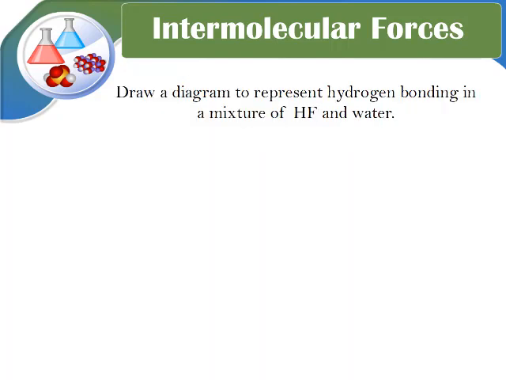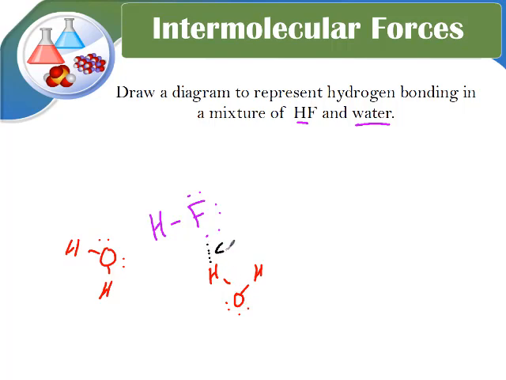So draw a diagram to represent how hydrogen bonding would occur between HF and water. Restart when you're done. So you could have had the H of water attracted to the fluorine like that. So that would be a hydrogen bond. Or you could have had the O attracted to the H in HF, and that would also be a hydrogen bond. So hydrogen is slightly positive, F is slightly negative, and it should be attracted to the slightly negative oxygen, and fluorine should be attracted to a slightly positive hydrogen.